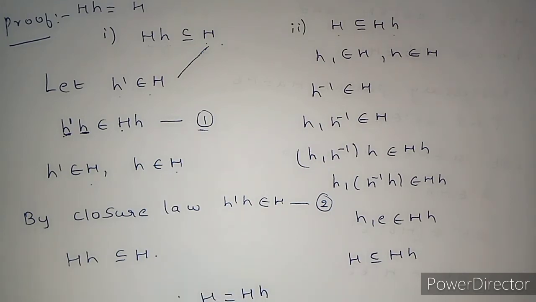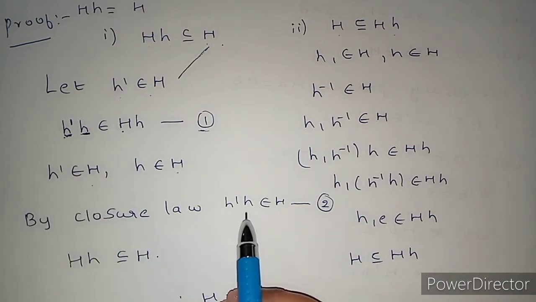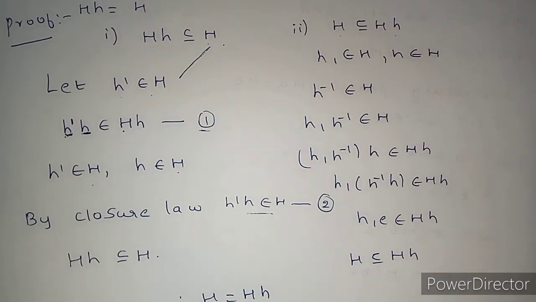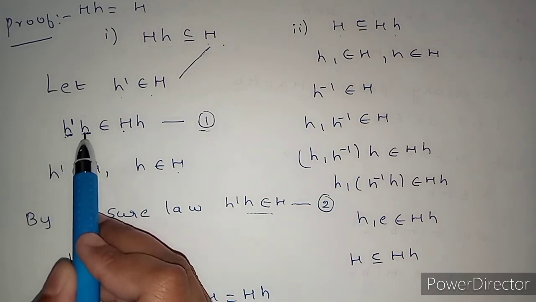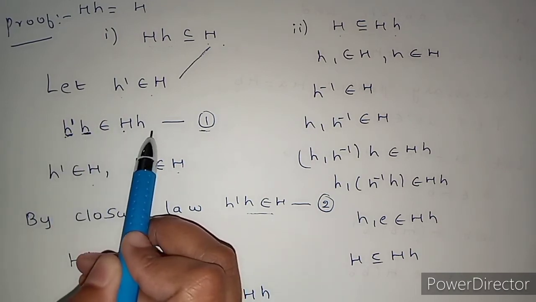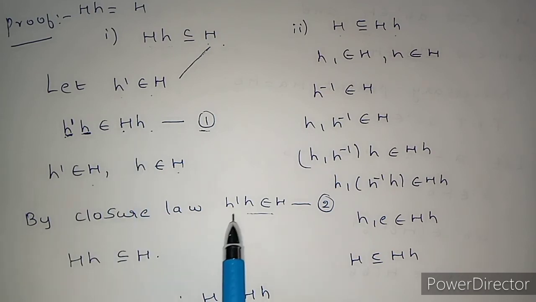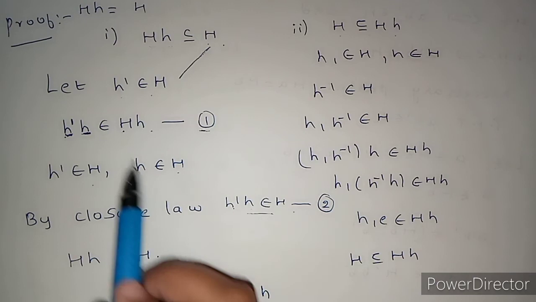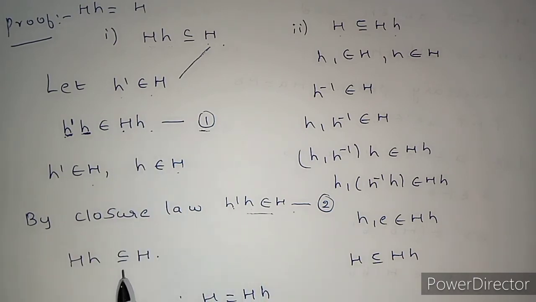By closure law, if h' belongs to H and small h belongs to capital subgroup H, then their product also belongs to H. So h' into h also belongs to H. First, in the equation 1 we have got h' h belongs to right coset Hh. Then we have got h' into h belongs to H. So right coset is subset of subgroup H. Okay, from 1 and 2.